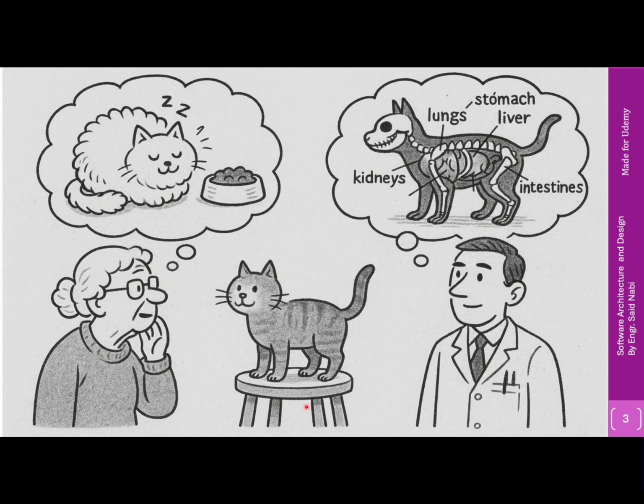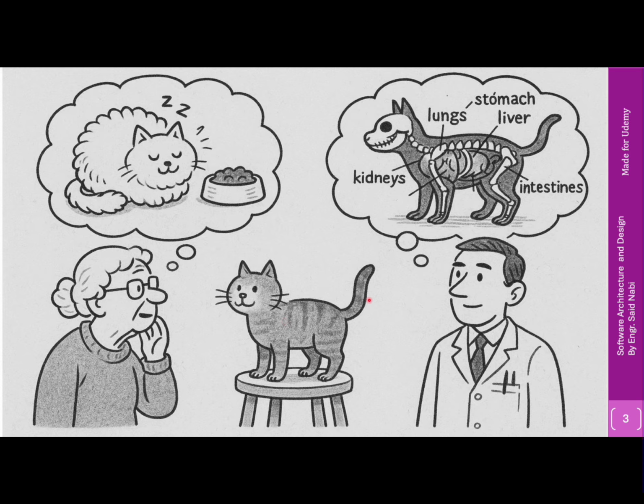Okay, now let's take a look at an example of how abstraction depends on context. Here you can see Sam the cat and two different people. They are seeing the cat differently. For example, this old woman might see the cat as something that can sleep, can sound like meow, and maybe needs a pet companion.